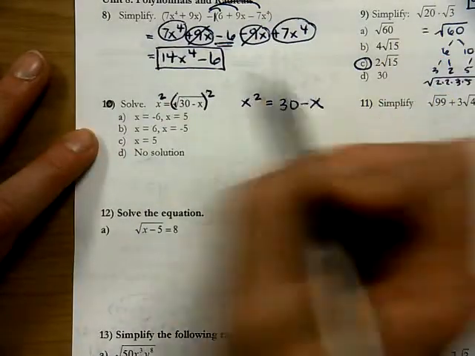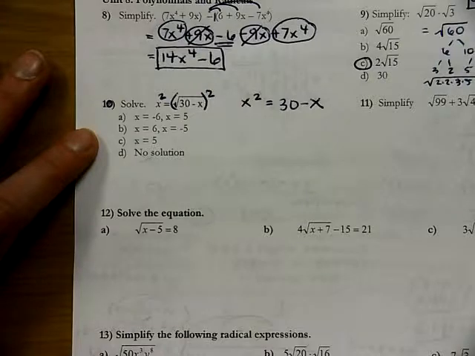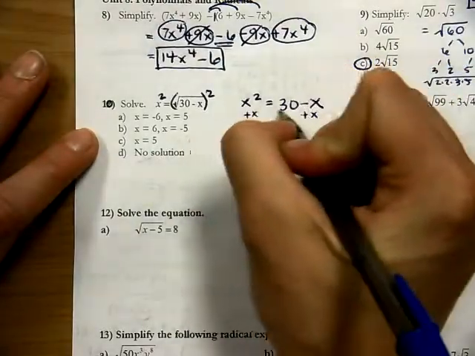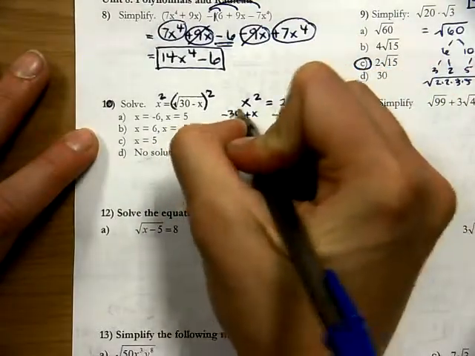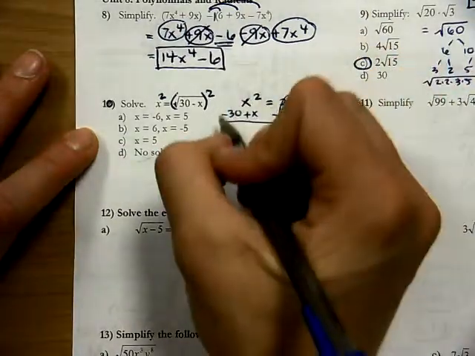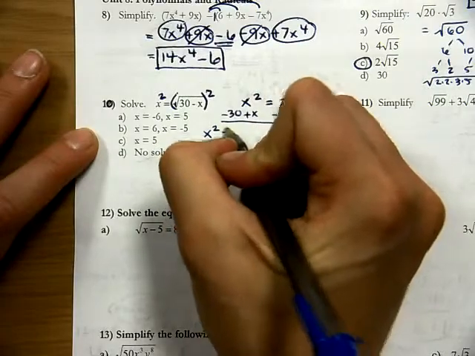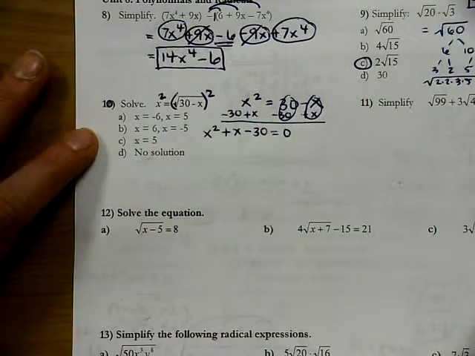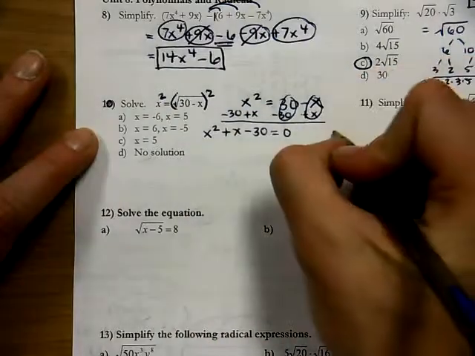Now I see I have an x squared and an x, which tells me this is a quadratic equation. So I need to write this in standard form, get it equal to 0. To do that, I'm going to add x to both sides and subtract 30, realizing that there's no like terms to combine. So on the right-hand side, I get 0. On the left-hand side, I'll get x squared plus x minus 30. I want to write it in standard form because it'll be a lot easier to solve from here. If it's in standard form, I'm going to try factoring first.